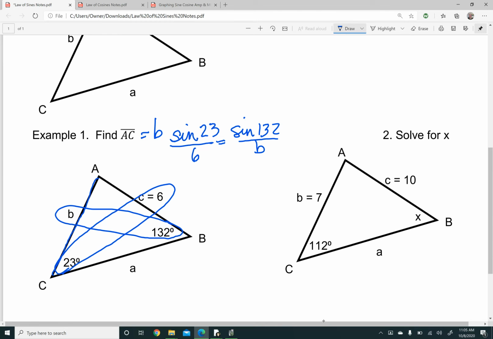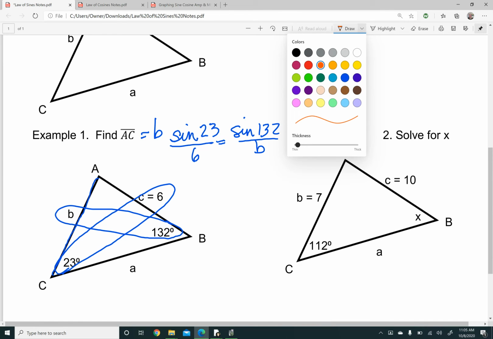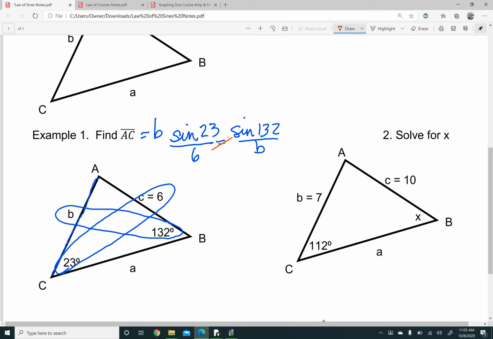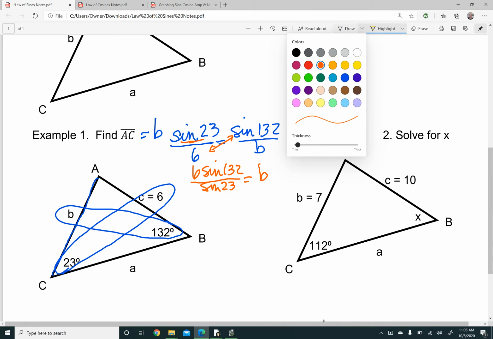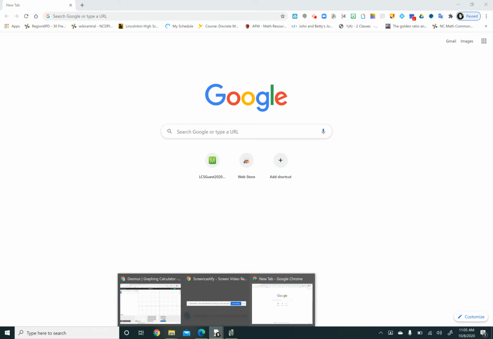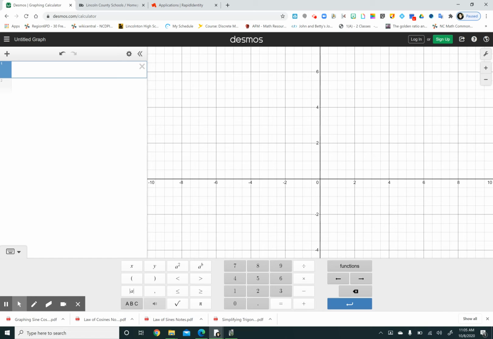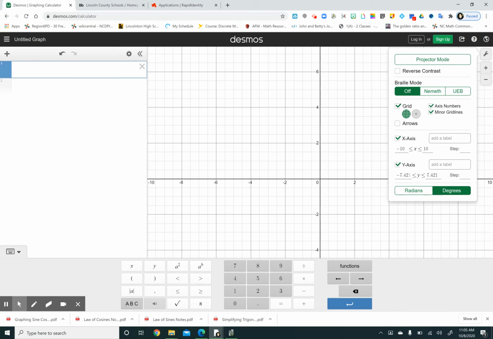So when we're solving for the side, we cross multiply. So we multiply these two and we divide by this guy. So we would say 6 sine 132 divided by sine of 23 equals B. And so that's what we'll put in our calculator. So we go right over here to Desmos. Helps if I get to the right Desmos here. So remember, make sure that your wrench is in degrees.